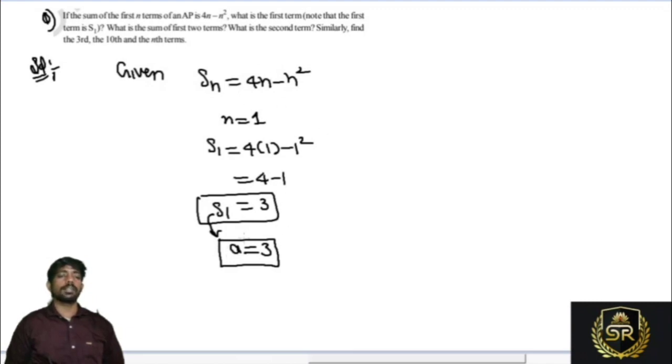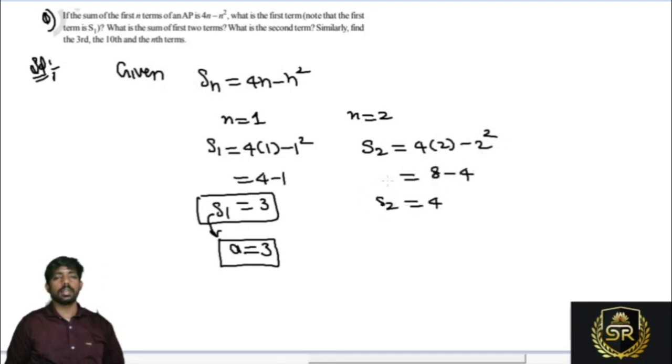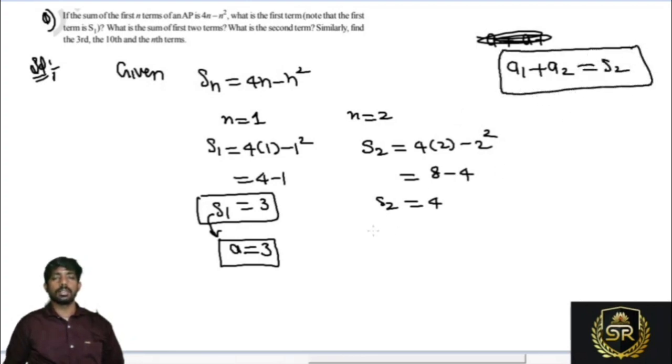Next, if I substitute n is equal to 2, then what you will get? S2. S2 is 4 into 2 minus 2 square. So 4 2s are 8 minus 2 2s are 4, and this is 4. This is S2, right? We know that S2, the sum of two terms, is a plus a plus d, or first term plus second term, is equal to 4. First term is a only. Second term is a plus d, is equal to 4.